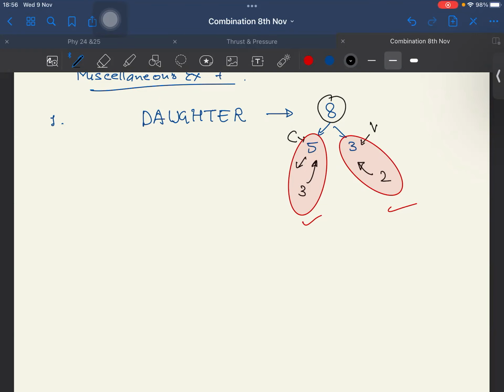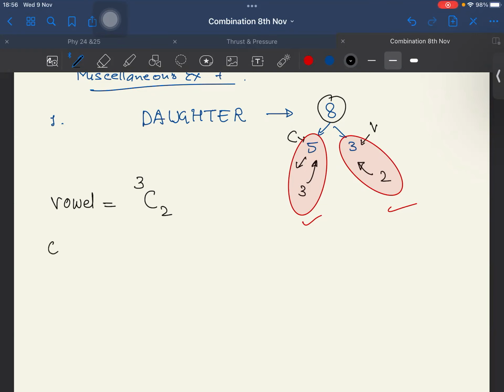So there are 3 vowels. That means how many ways can you select a vowel? There are a total of 3 vowels and you have to select 2 vowels. So it can be done in 3C2 ways.